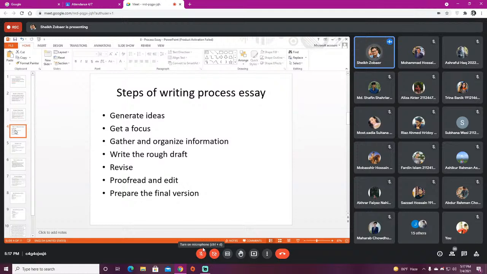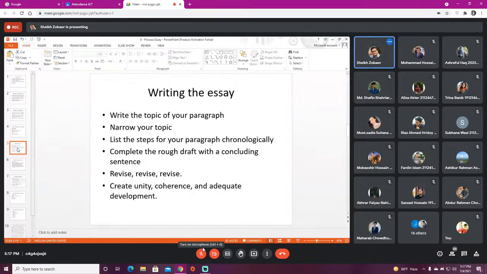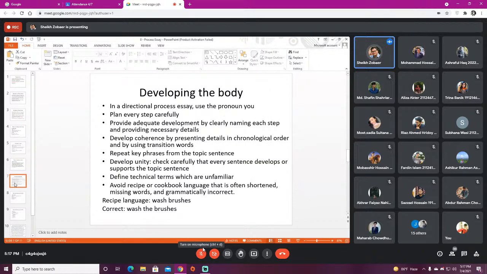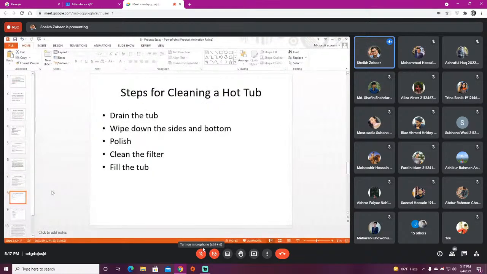Again, the steps of writing a process essay, the same thing: generate ideas, get a focus, exactly the way we are going to do in a moment. We are going to do a short essay, so we will follow these steps. Okay, again, some general advice, you can go through them in your own time. How to develop the introduction, again, pretty much the same idea, you all know it. How to develop the body paragraphs of a process essay, same general information, just the summary is given there for your convenience.